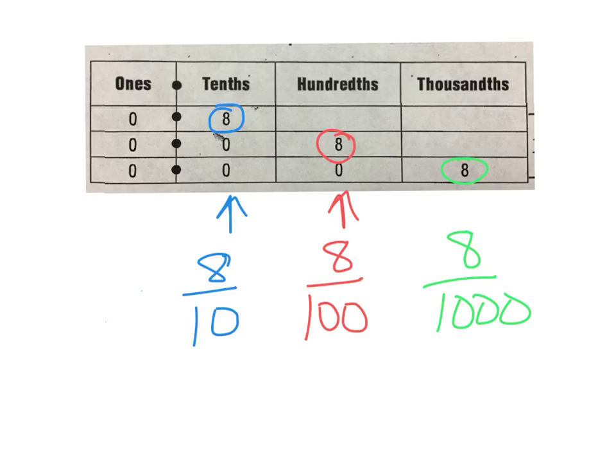Make sense? Now you notice these are zeros in front of it. If there was an actual number here, like say that was 1, then I would put 18 over 1,000. If there was a 1 here. Okay? So let's do a couple of these.